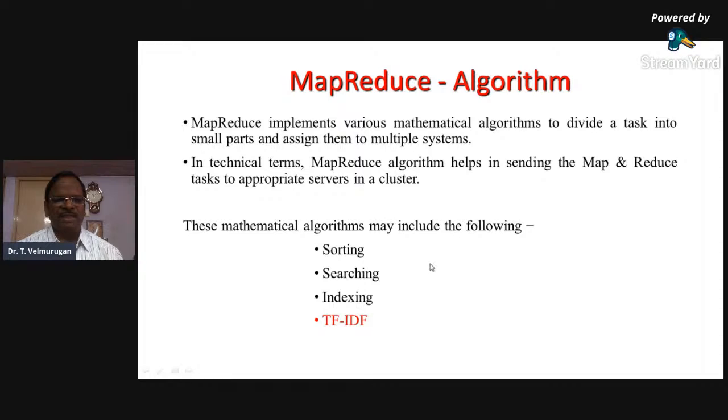There are various mathematical algorithms which are used in the mapper function and also in the reducer function: sorting, searching, indexing. You all know very well what the use of sorting, searching and indexing is. You have already studied them in the RDBMS subject and in data structures. Then what special method is available in the MapReduce algorithm?